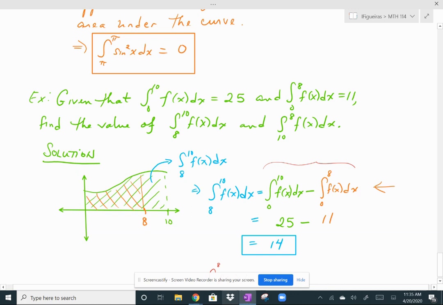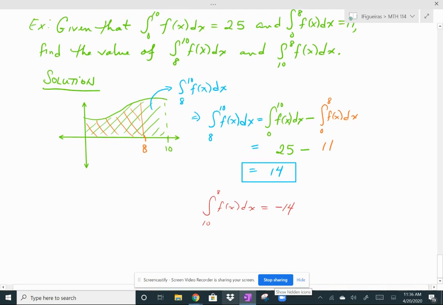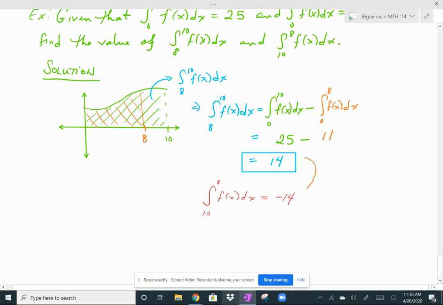The integral from 8 to 10 of f of x dx is going to equal the integral from 0 to 10 of f of x dx minus the integral from 0 to 8 of f of x dx. Since we know both of those integrals, they were given, you just subtract 25 minus 11, and the area from 8 to 10 is equal to 14. The second part of the problem is asking us to compute the integral from 10 to 8. Remember, when you switch the order of your limits, you get the opposite sign of your integral value. So since this one was 14, when you switch the limits, that answer is -14.